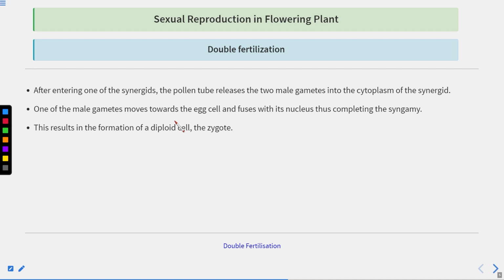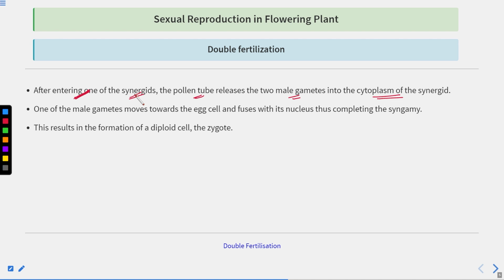Now we know that the pollen tube travels through the style and then enters the embryo sac through one of the synergids, and the filiform apparatus helps to guide the pollen tube entry into the embryo sac. Now what we are talking about are the events that happen after the pollen tube enters the embryo sac through the synergids. So the pollen tube releases the 2 male gametes into the cytoplasm of the synergids. So where are the 2 male gametes released? These are released within the synergids.